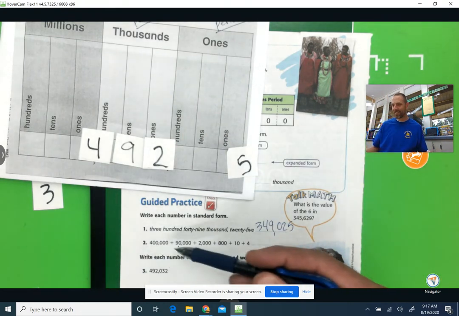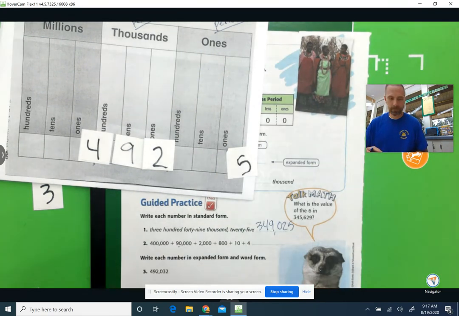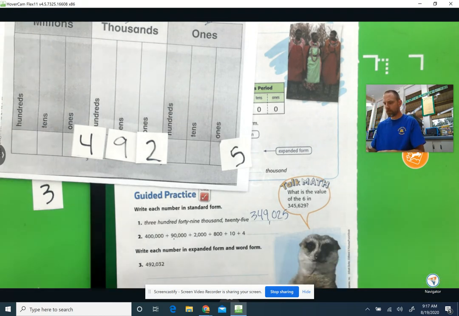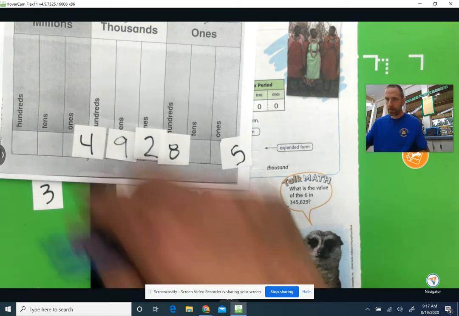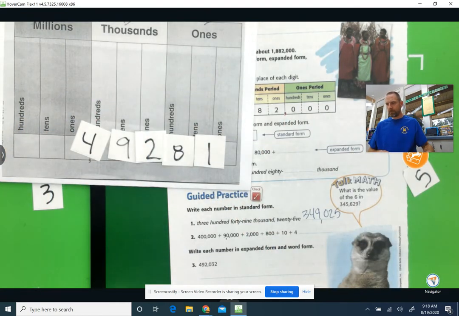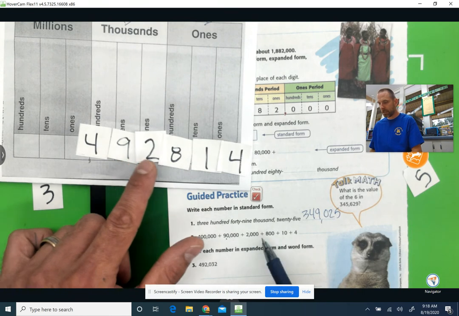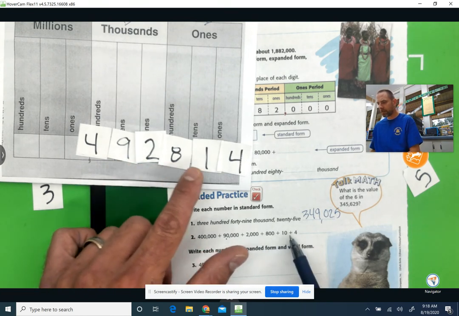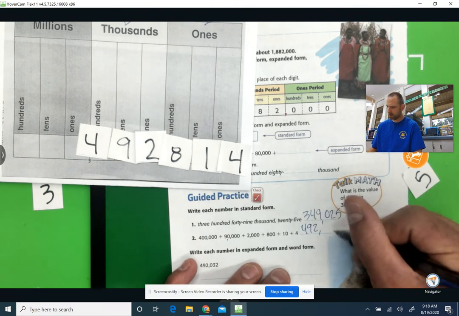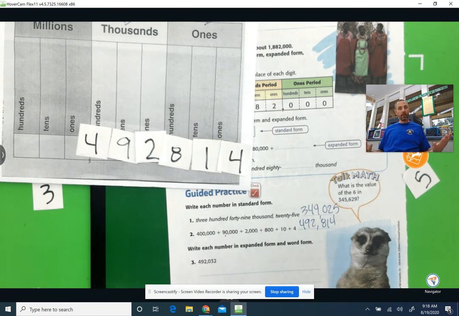Slowly putting this number together. 492,814. Okay, this over here, we're getting into familiar territory. 814: 800, a 1 in the tens place, and a 4 in the ones. So we have a 4 in the 100,000s, a 9 in the 10,000s, a 2 in the 1,000s, an 8 in the hundreds, a 1 in the tens, and a 4 in the ones. I've written my number out, 492,814. Now we're going to write each number in expanded form and in word form.